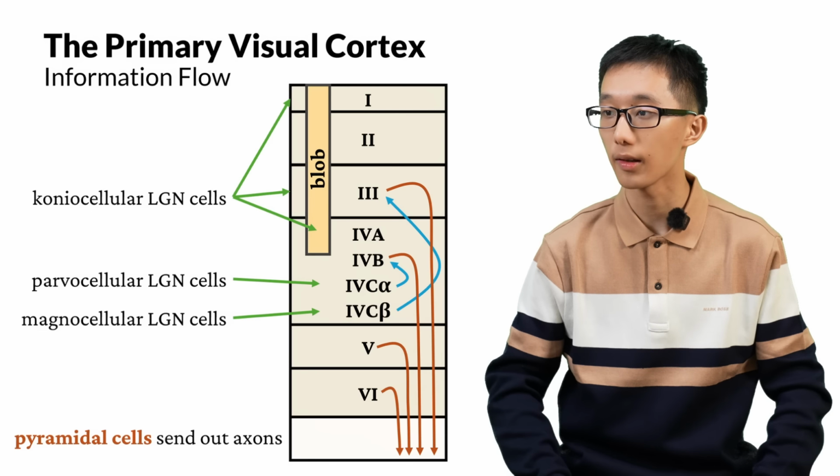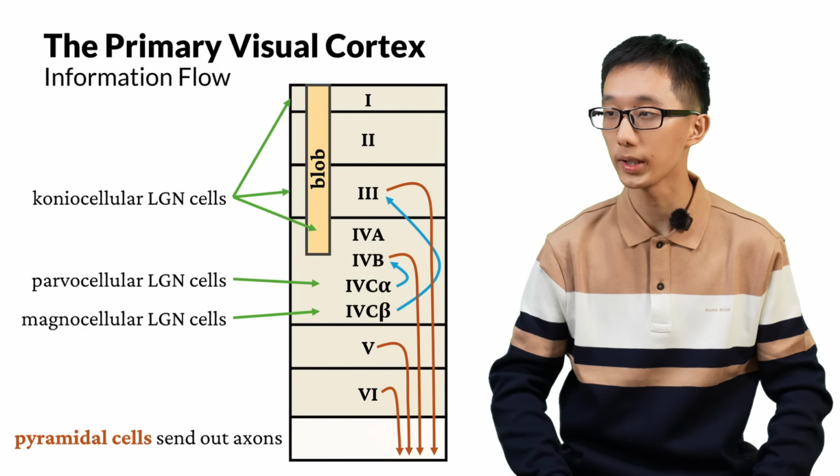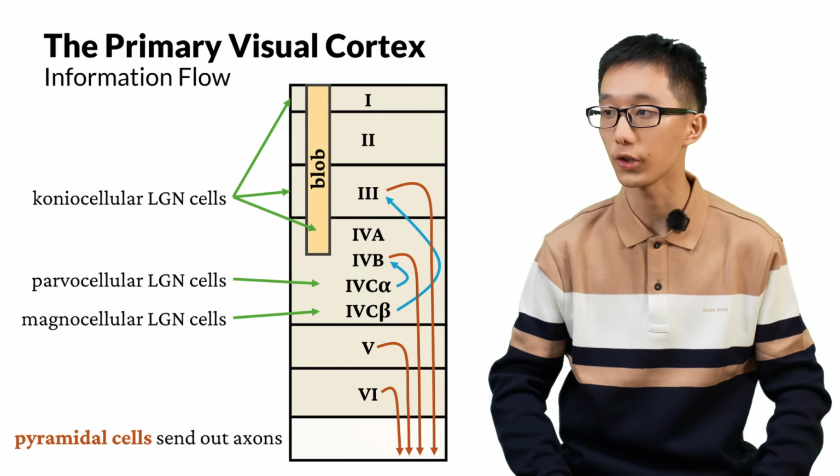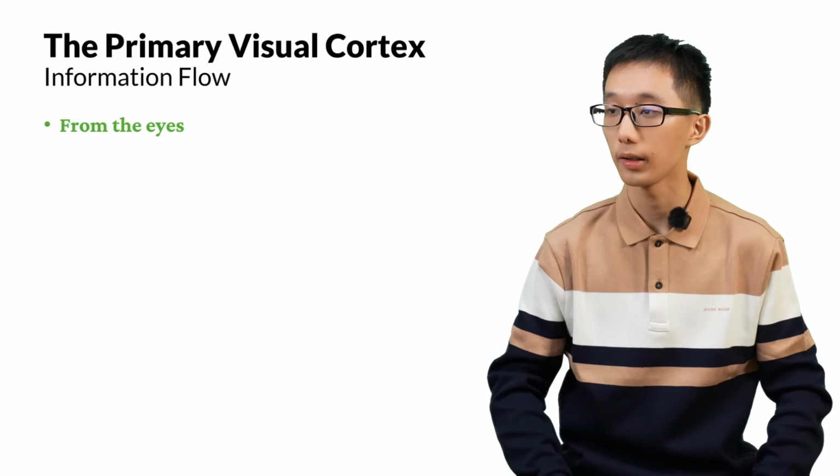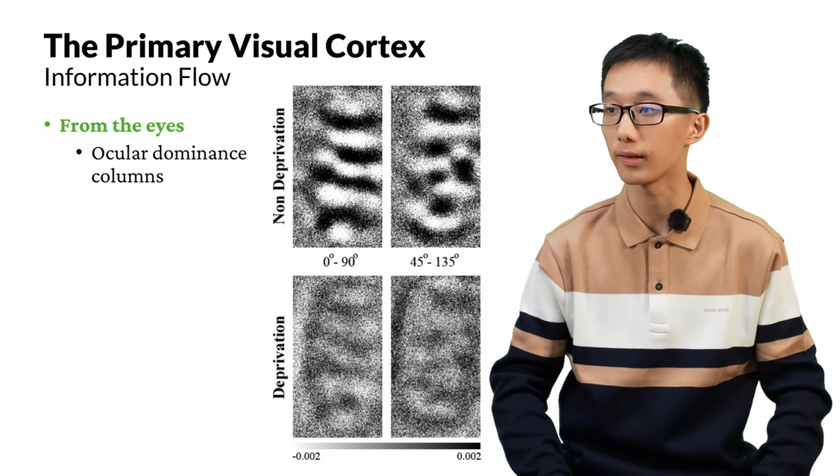In these layers, there are pyramidal cells that send axons out of the cortex to other regions in the cortex. They go down from the gray matter on the surface of the cortex into the white matter just beneath it. They travel along the white matter and go to other regions in the cortex. The information flow from the eyes is shown through the ocular dominance columns.